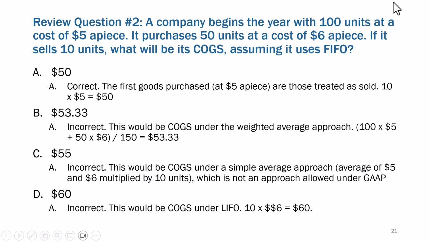All right, they began the year with 100, they purchased 50, they sold 10. I could have first computed ending inventory and then backed into cost of goods sold for this. I didn't need to. It's just FIFO, because I was not trying to compute ending inventory, I was just trying to compute COGS. Well, FIFO, so the first stuff we purchased is the first stuff we sold. The first lot that we had was $5 a piece. We sold 10 of those, so it's $50.